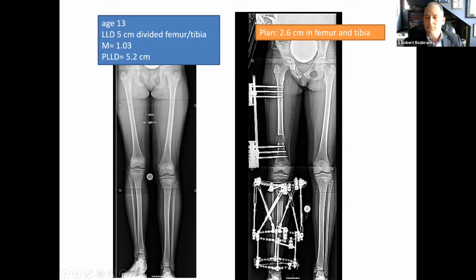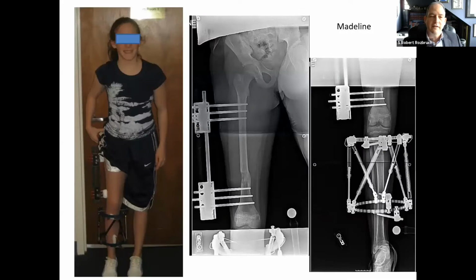It was a small enough lengthening in each segment that I felt comfortable doing them at the same time. And this was the approach. This is pre-internal lengthening nail. This was at a time when the internal lengthening nail was not available for use. We formed nice regenerates. This is the consolidation phase, both of the femur lengthening and of the tibia lengthening.